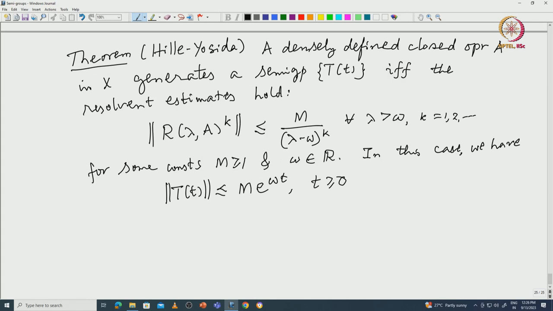Again, it is interesting to note that the resolvent estimates are only for real lambda bigger than omega. That is sufficient, though this entire half plane is in the resolvent set. So, given a semigroup, we have already seen that its generator A satisfies all these properties. So, it is essentially the converse: given a densely defined operator A satisfying these resolvent estimates, how to get this T(t). That is again essentially inverting the Laplace transform.